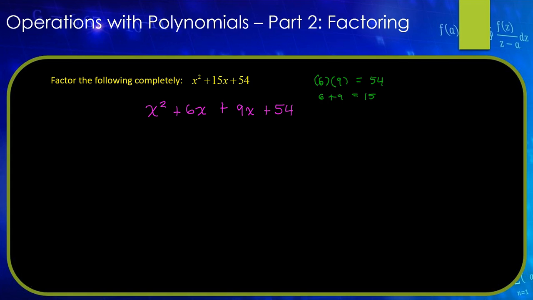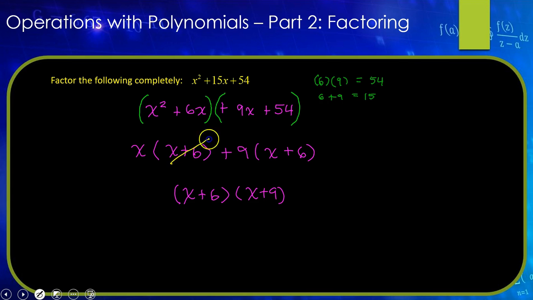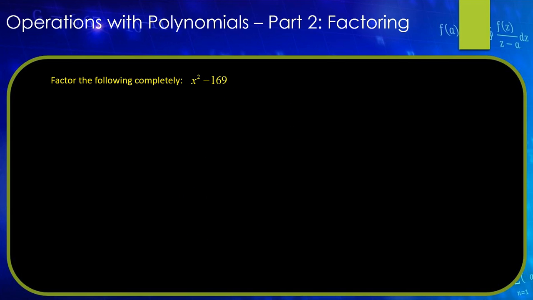Now that I have the middle term split up, I'm going to group them in groups of 2. I can factor out an x from the first group of two terms, so I'm going to have x times x plus 6. I can factor out a 9 from the second group, giving me 9 times x plus 6. And now they both have an x plus 6 in common, I can factor that out. And as you can see, if I factor those out and they go away, I'm left with x plus 9, which is why I get the second quantity. And that's the answer. Let's try this next one.